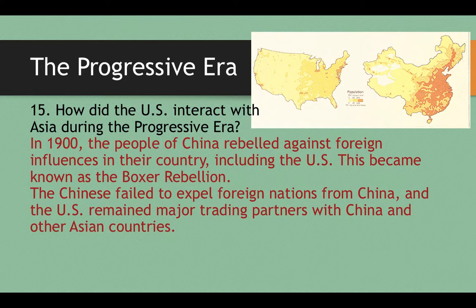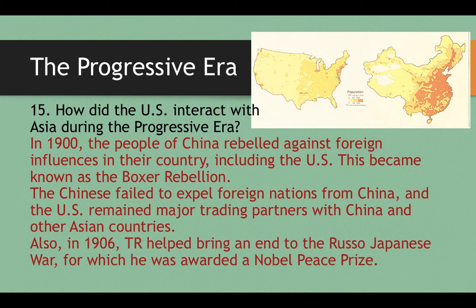They failed to do this. The Chinese failed to do this, and the United States remained a major trading partner with China and other Asian countries throughout the Progressive Era and throughout a good chunk of the 20th century. All right, so the Boxer Rebellion was a failure, and China was not able to isolate themselves the way they wanted to just yet.